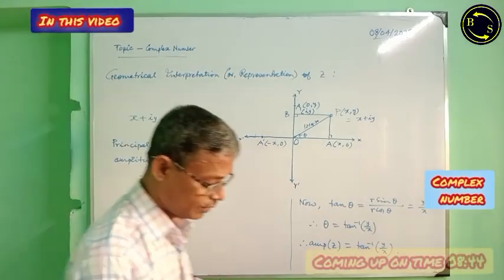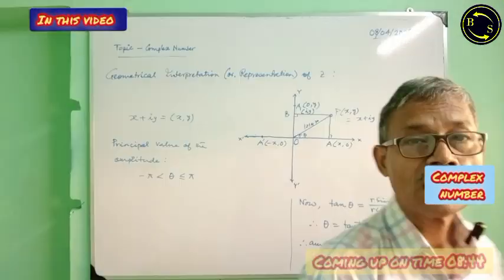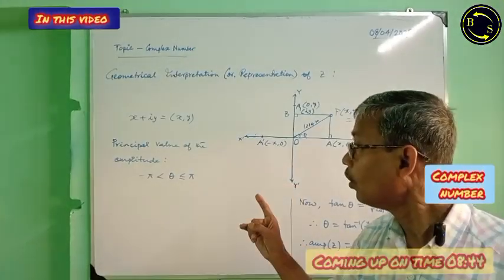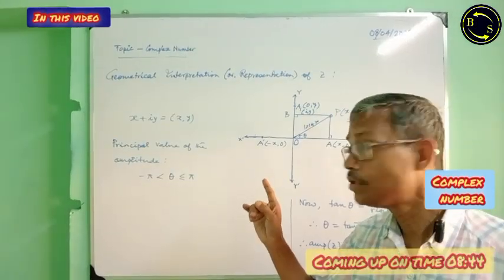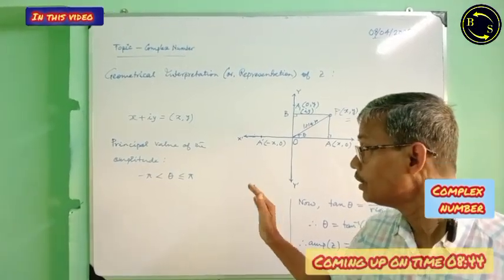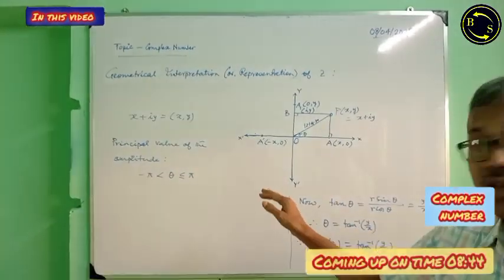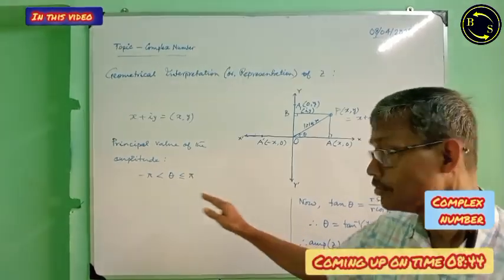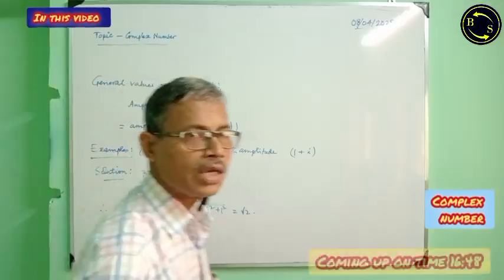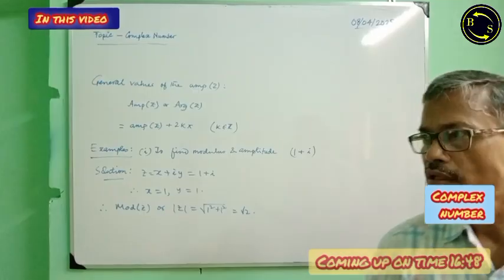This is very important. Principal value of amplitude or argument theta is in this interval. I suggest my students like this.